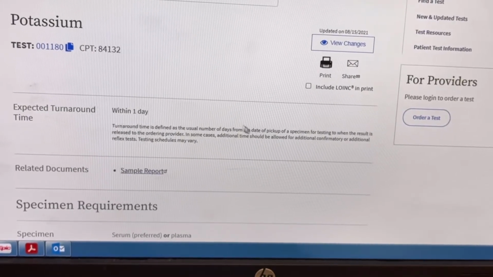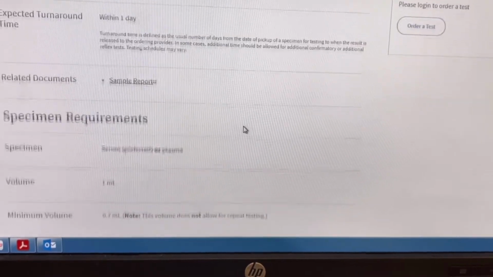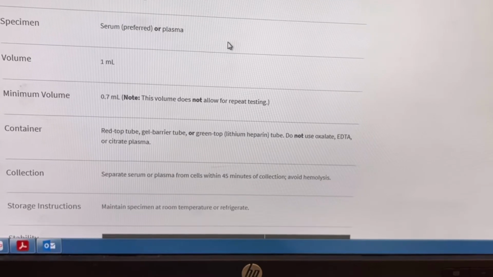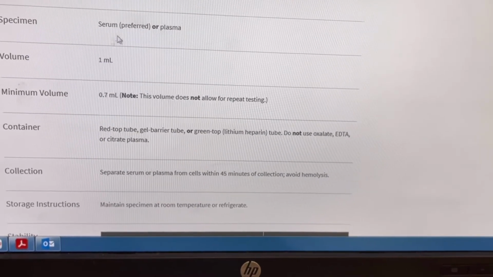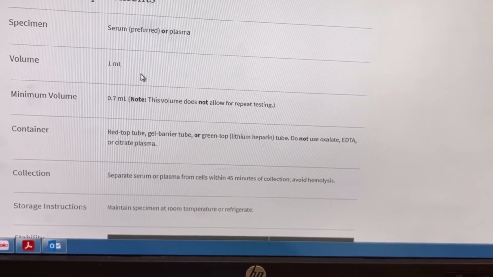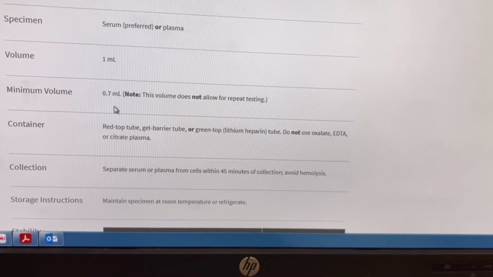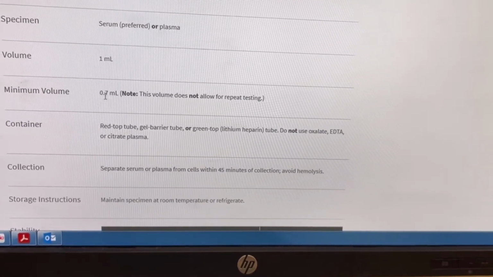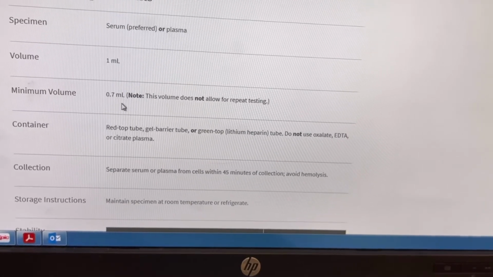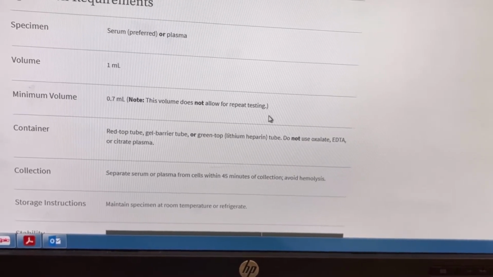Expected turnaround time: they will get the results within 24 to 48 hours. That's what I always say. So serum or plasma, okay? They only need serum and plasma. They only need about 1 milliliter of that. And if the patient's a hard stick, you can go ahead and draw 0.7 milliliters, but that is all the test they can run, just the potassium. They cannot run anything else.